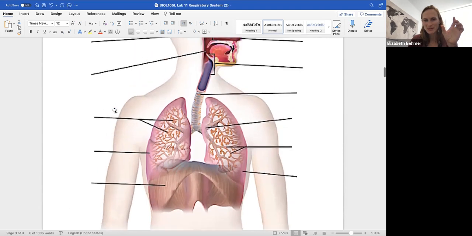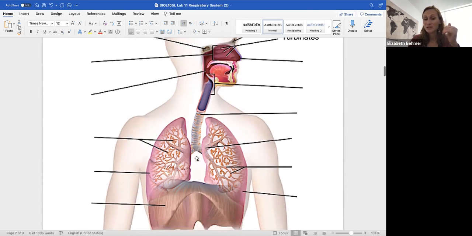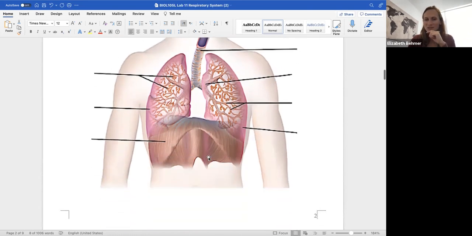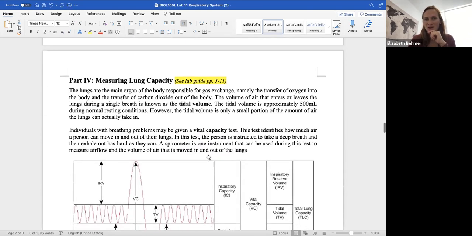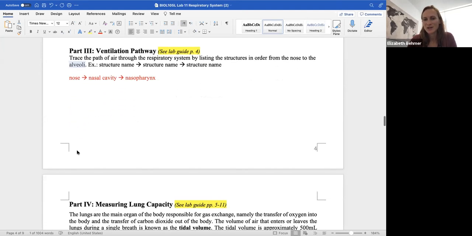But if you use maybe this picture, starting with the nose, the nasal cavity, the different parts of the pharynx, down the larynx, the trachea, the bronchioles, and then all the way to the alveoli, so how the bronchials split, you'll trace the path of air through those different structures. So let's say we start with the nose. We'll go to the nasal cavity, and then we'll go to the nasopharynx. It's the first part of the throat, or the first part of the pharynx, and you'll continue on from there all the way to the alveoli. So be as detailed as you can, tracing that pathway of air.